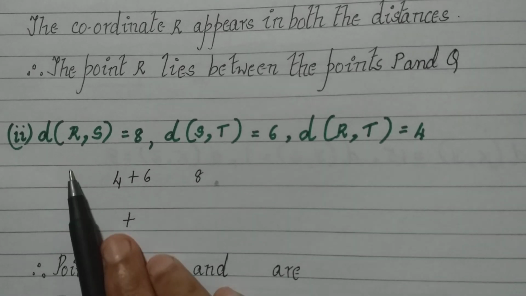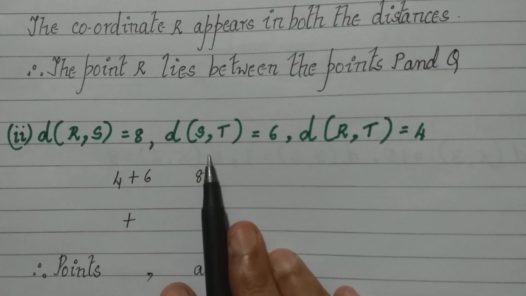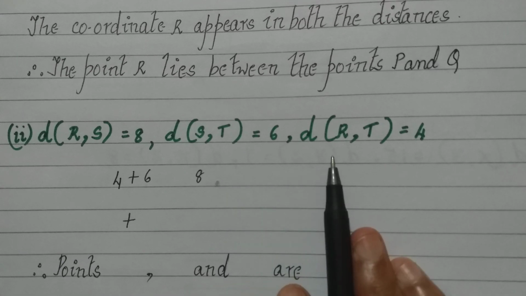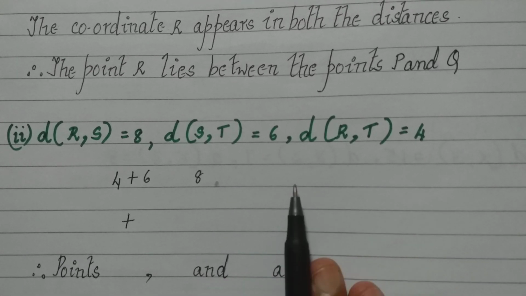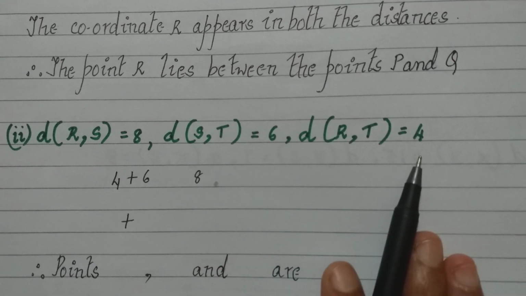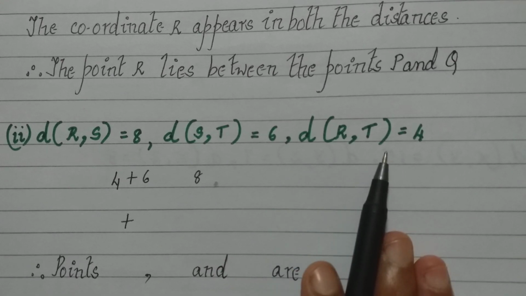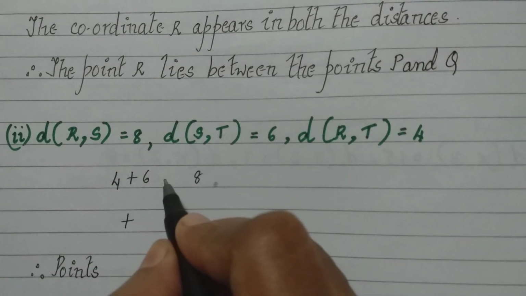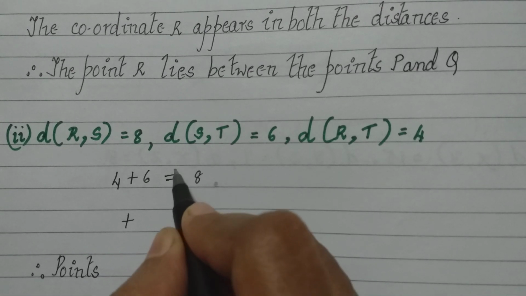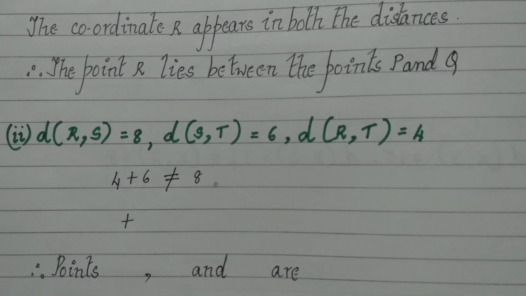Here we have the distance between R and S is 8. Distance between S and T is 6. Distance between R and T is 4. First we take the smaller two distances, that is 4 and 6. 4 plus 6 is 10. Is that equal to this? No, here it is 8. So we can say that 4 plus 6 is not equal to 8.